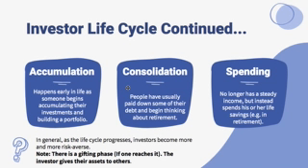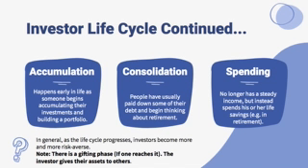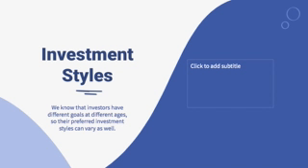And then finally, spending. You no longer have a steady income, but instead you spend your life savings, etc., in retirement. So that's going to be your late career investor life cycle. So in general, as a life cycle progresses, investors become more and more risk averse. So also note that there's a gifting phase that I didn't really include here because some people don't even reach that point in their life, but this is pretty much when an investor gives their assets to others. But let's continue to different investment styles.